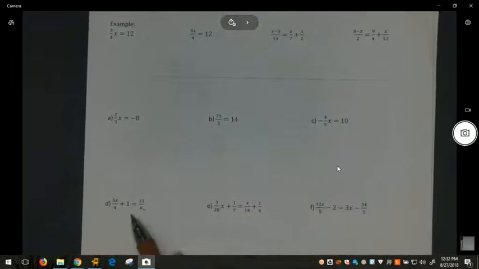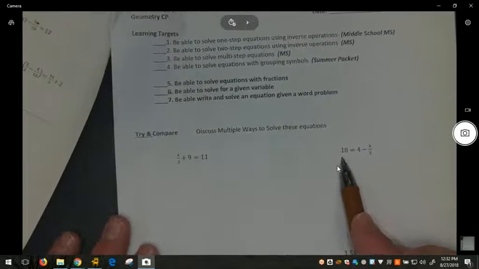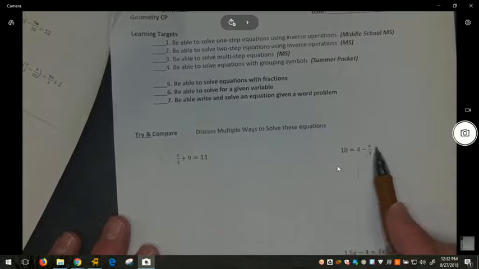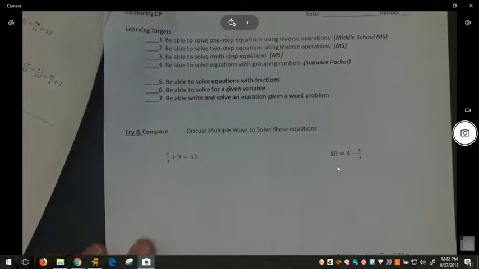But in a problem like this, we could undo all the operations by subtracting the 4 and then undoing the division of the -3. Just follow the reverse of the order of operations. Follow our steps for solving.